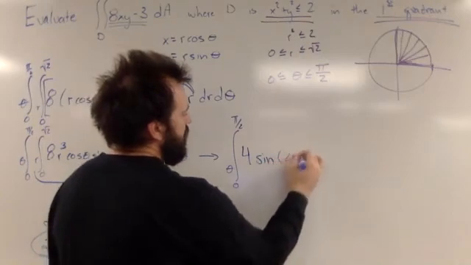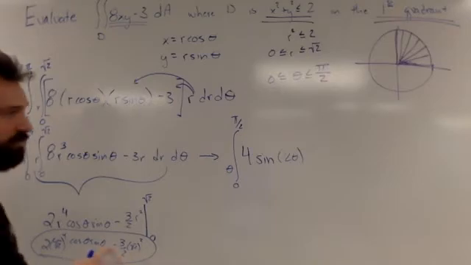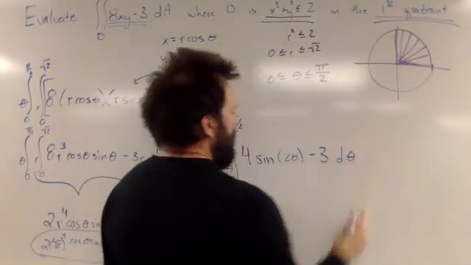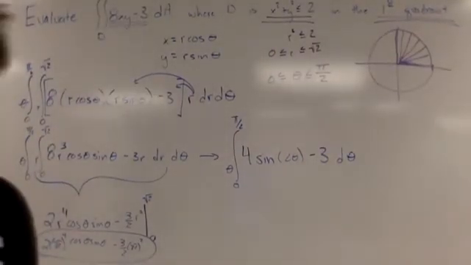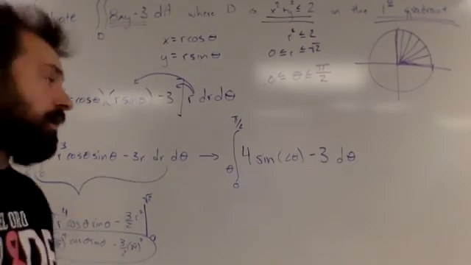sine of 2 theta. And then here, this is going to be minus square root of 2 squared gives me 2. That's going to cancel out with the 1/2 that's down here. So just minus 3. So I get 4 sine of 2 theta minus 3. I want to do this integral from 0 to pi over 2.